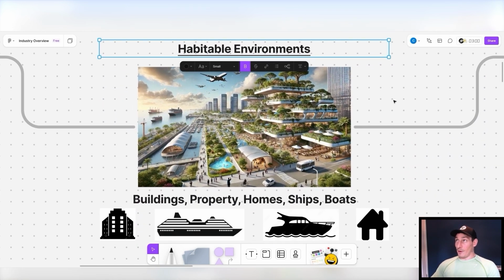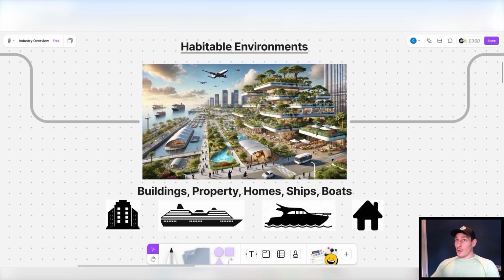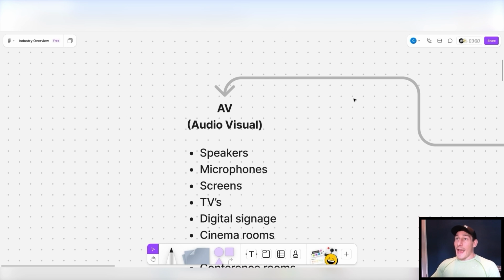So habitable environments. Now this splits up into two categories in terms of controls and automation. The first one, let's have a look, is AV, audio visual. So what makes up audio visual controls and automation?